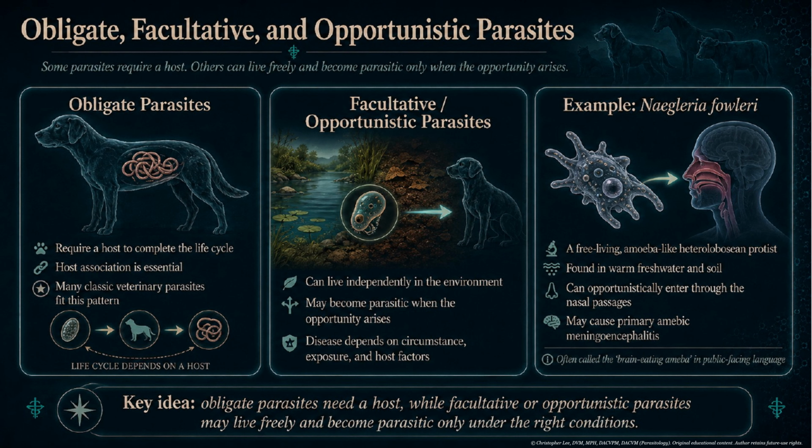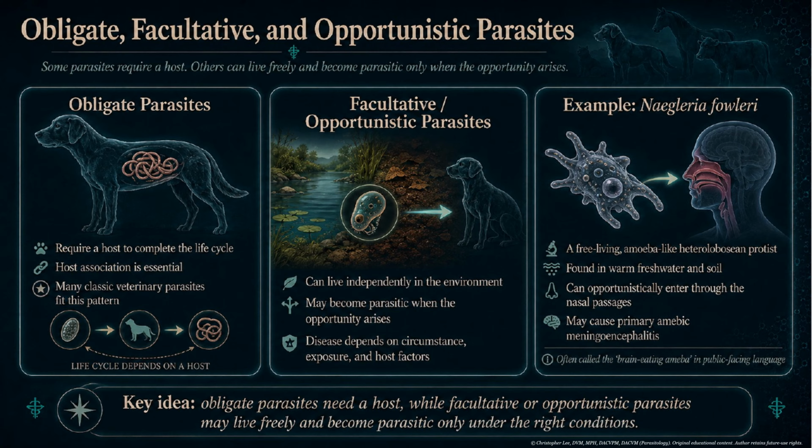Some parasites are obligate parasites, meaning that they require a host to complete their life cycle. Others are facultative or opportunistic. These organisms live independently but may become parasitic when the opportunity arises. Naegleria fowleri is one example. It is often called the brain-eating amoeba in public-facing language, but taxonomically, it's better described as an amoeba-like heterolobosean protist.